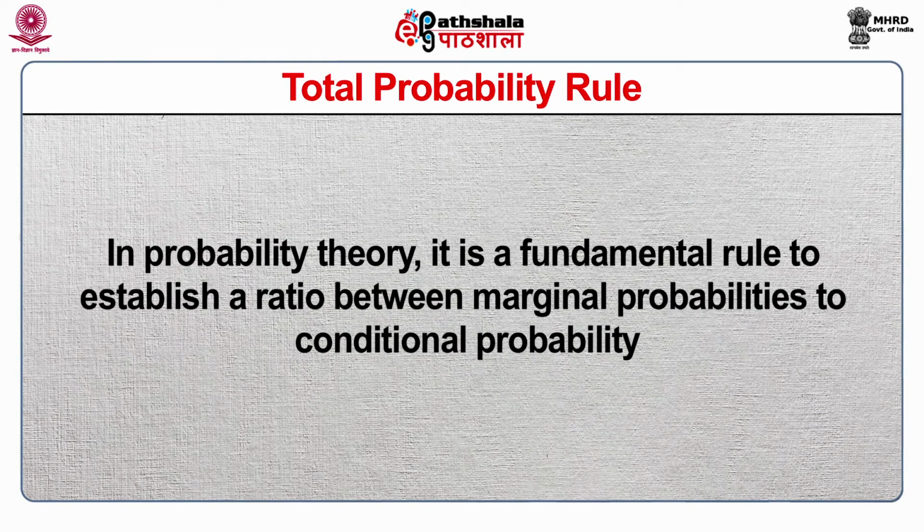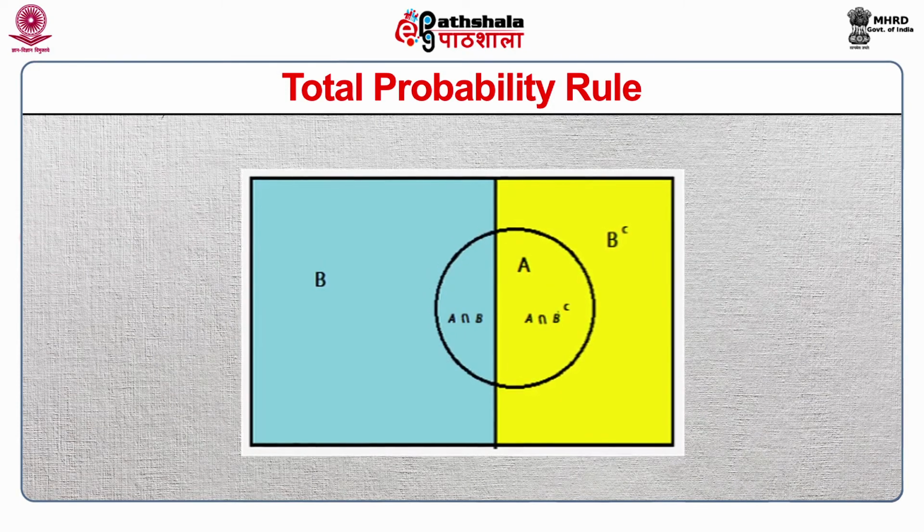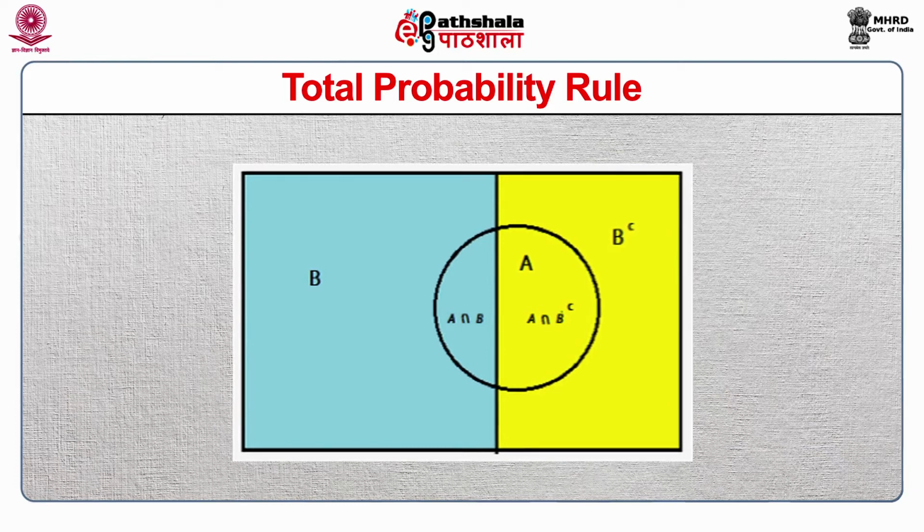In probability theory, it is a fundamental rule to establish a ratio between marginal probabilities and conditional probabilities. Event A's probability is shown as the sum total over event B. The total probability rule is illustrated as P(A) equals P(B ∩ A) plus P(B' ∩ A). In this diagram, you can see the probability tree to find the total probability.